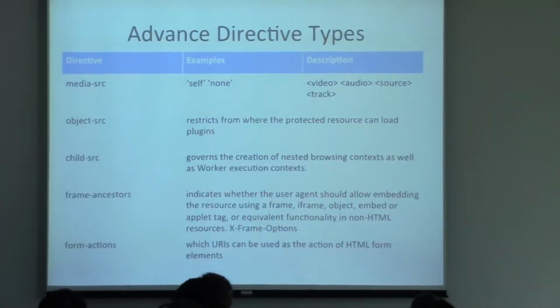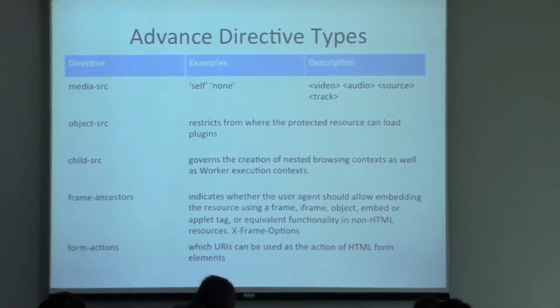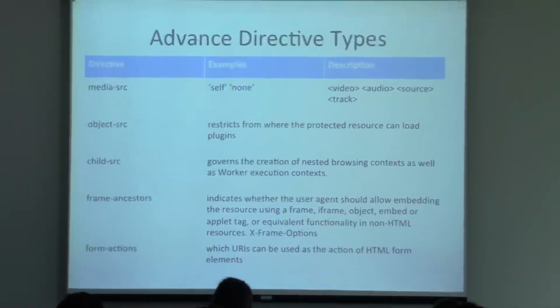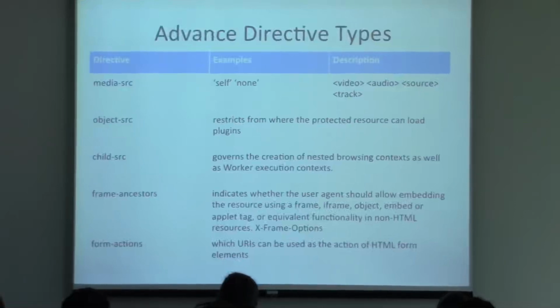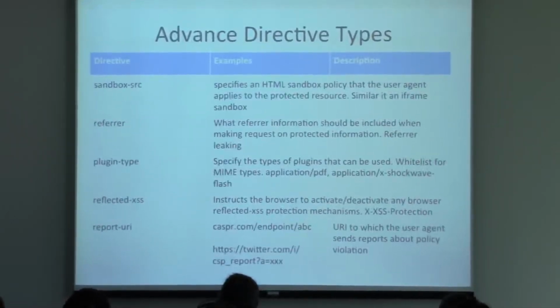One of the ones that gets mentioned a lot is frame ancestors. You can use that as your new XFO tag or header, which is X-Frame-Options, for working on UI redressing attacks. But they also have things like child sources, form actions, like where URIs can be used as the action of an HTML form element. You can treat your content as a sandbox.